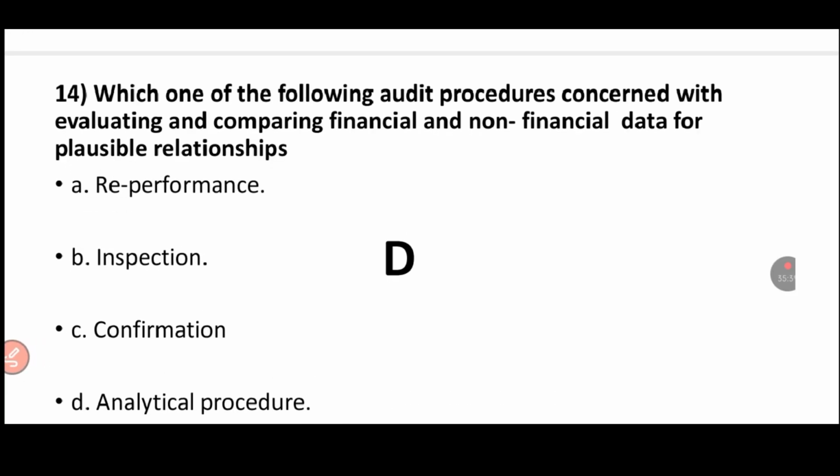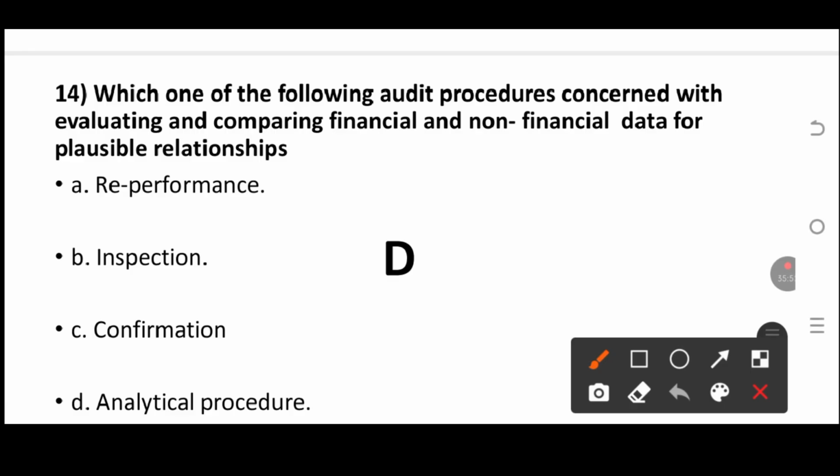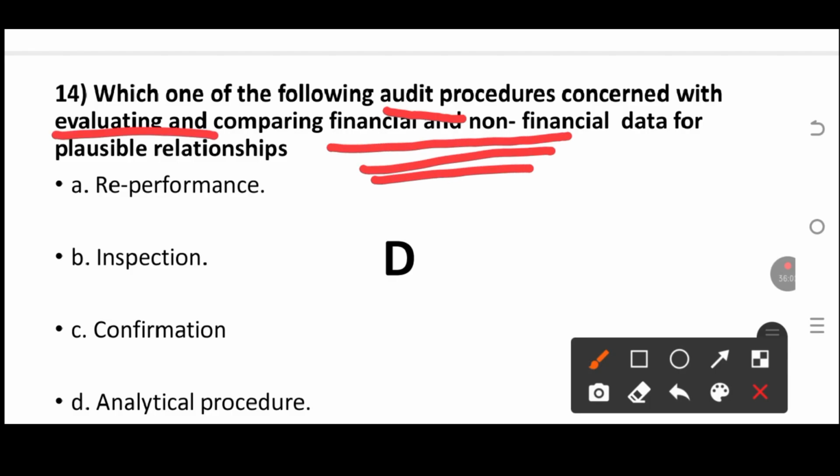14th question. It says, which one of the following audit procedures is concerned with evaluating and comparing financial and non-financial data for plausible relationships? A. Re-performance. Actually, re-performance is not concerned with this. B. Inspection. C. Confirmation. D. Analytical procedure.